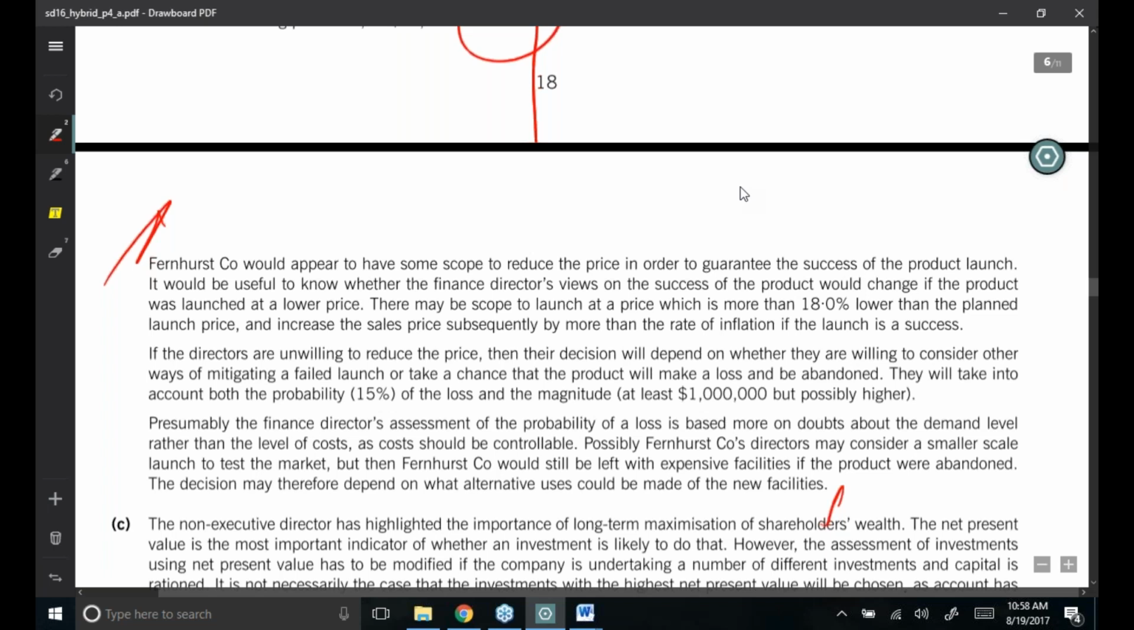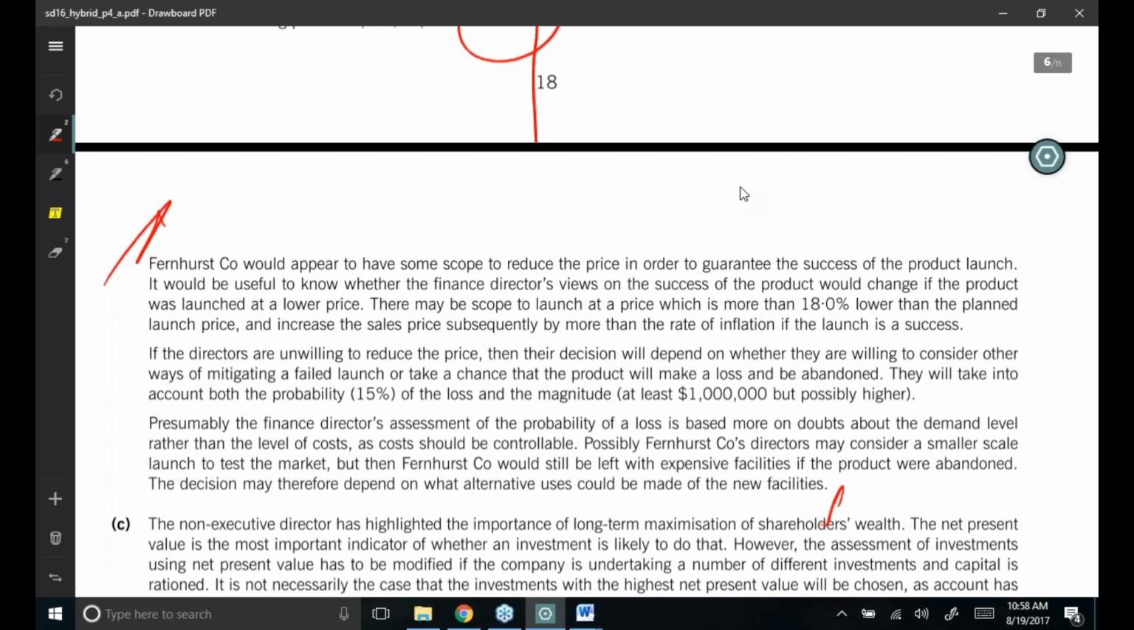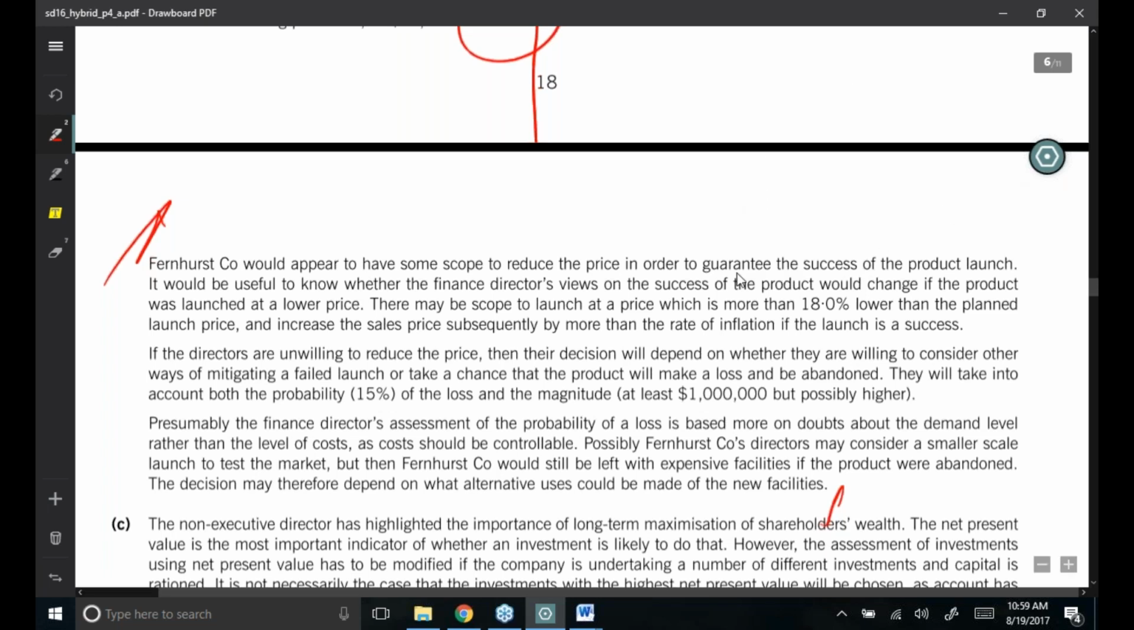That's how you're gonna manage the launch of the new project successfully, because you can reduce your prices now and increase those prices in future when your project will become successful. Okay, that's how you're gonna solve the question number 2. If you have any question, please write in the question.